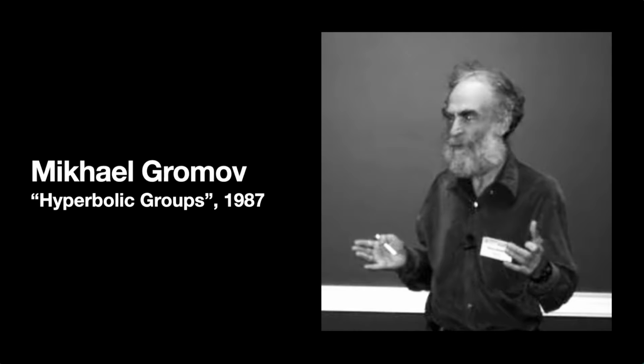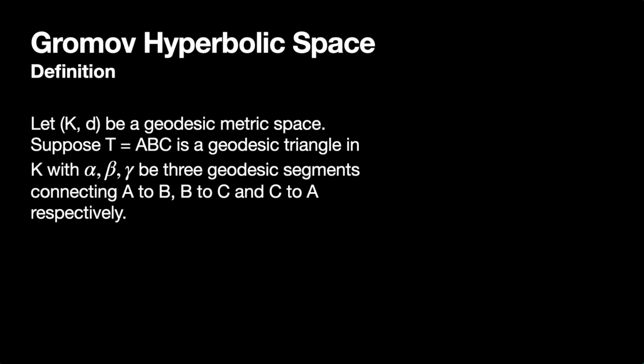In this context, the notion of Gromov hyperbolicity is very important. We will discuss a little bit about it. It was introduced by Mikhail Gromov in his seminal paper Hyperbolic Groups in 1987. Let's understand what Gromov hyperbolicity is with a definition. Suppose K, d is a geodesic metric space and ABC is a geodesic triangle in K with alpha, beta, gamma being three geodesic segments connecting A to B, B to C, and C to A respectively.